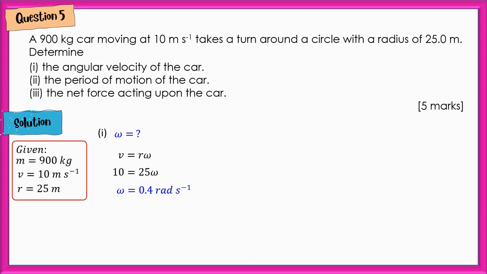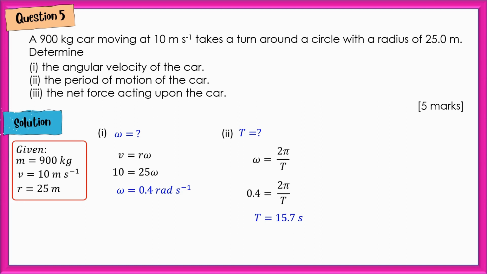For the period of motion of the car, because we have the value for angular velocity, you can use the equation omega equal to 2 pi over T. T is the period, you substitute omega 0.4, you will get the period is equal to 15.7 seconds.